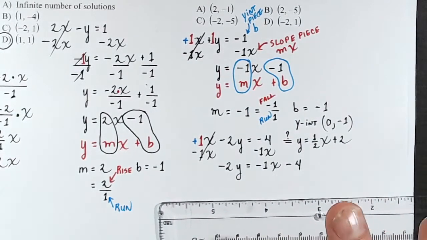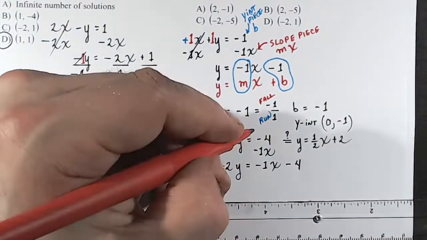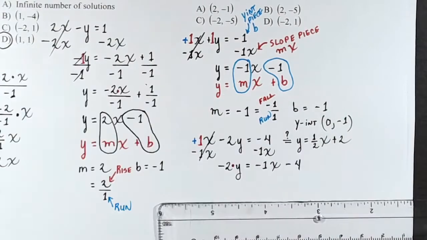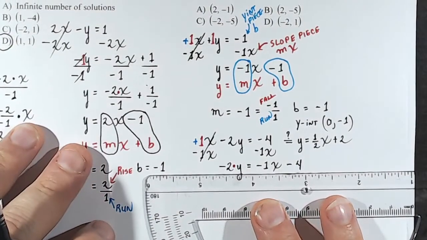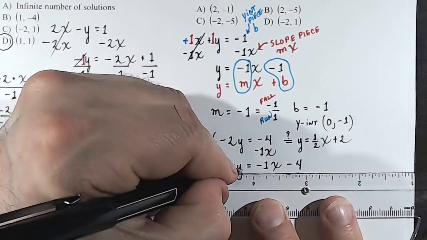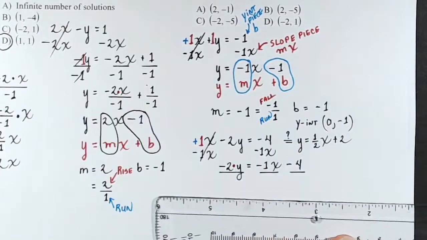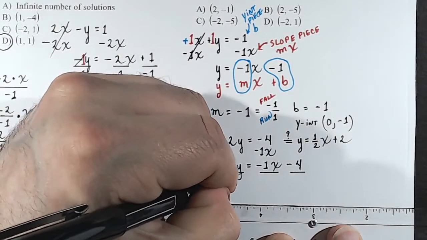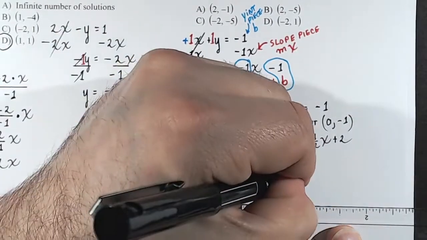Okay, well, I'm not there yet. I still have to divide everything by negative 2 because there is a little invisible multiplication sign between negative 2 and y. So to uncouple the negative 2 from the y, I have to do the opposite of multiplication, which is division. So I'll divide every term by negative 2.